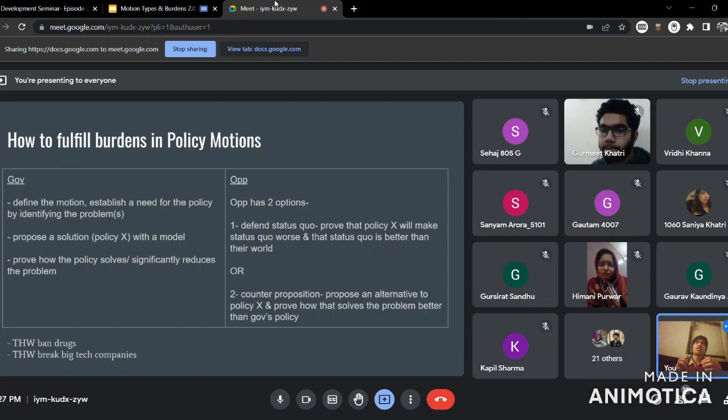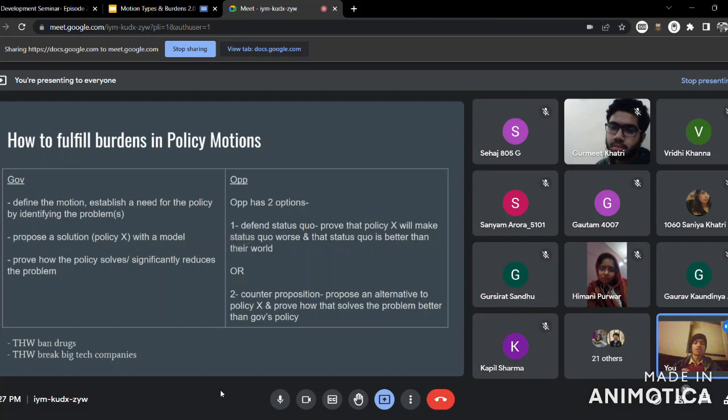The best way to fulfill burdens in a policy motion is to identify and establish a need for the policy, explain what that need is and why something is a problem in the status quo, then propose a solution, which is your policy with a model. I'll get into definitions and models just soon, after I explain the burdens. So the second thing you do is propose your policy and your model and how you will go about it. And the third thing is to prove how the policy solves or significantly reduces the problem that you identified earlier. So this is how you fulfill your burdens as government.